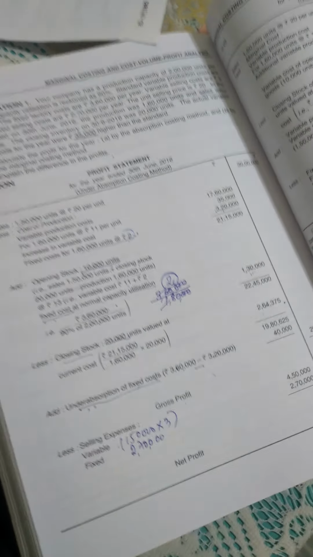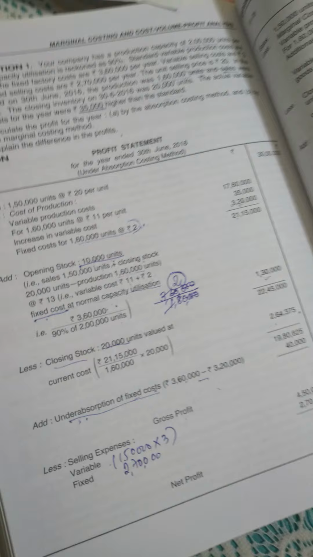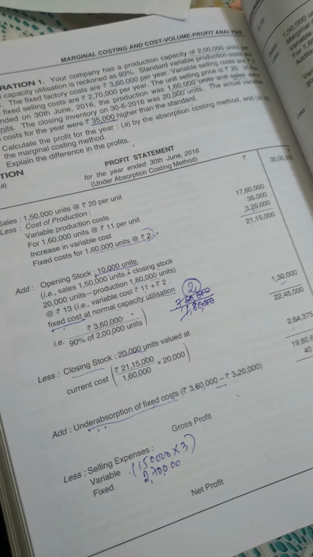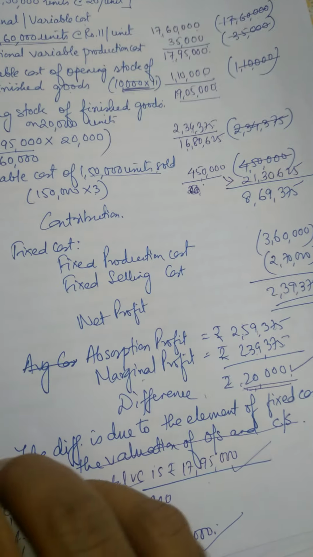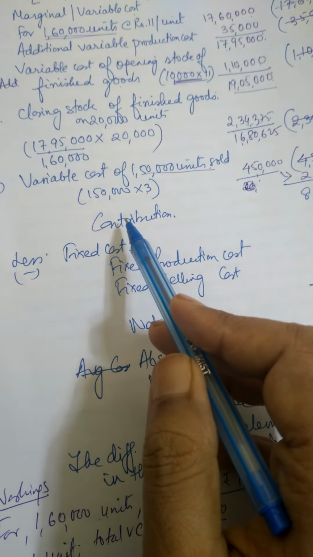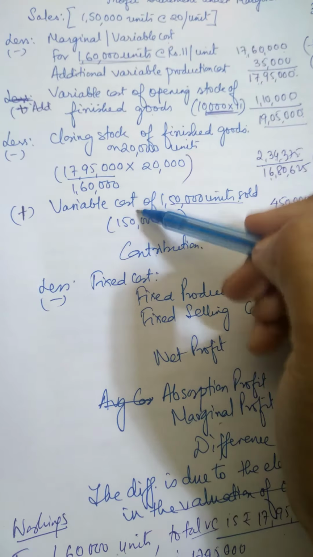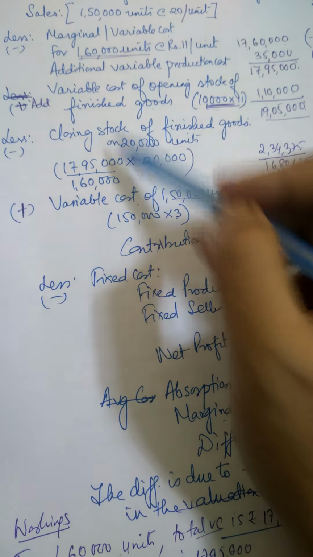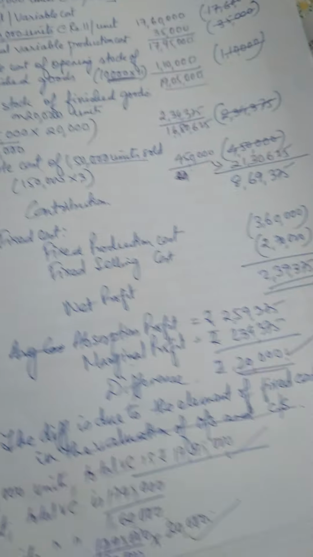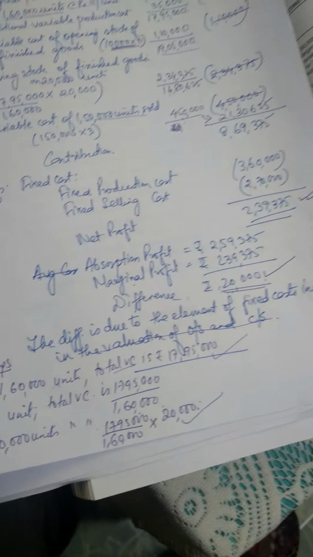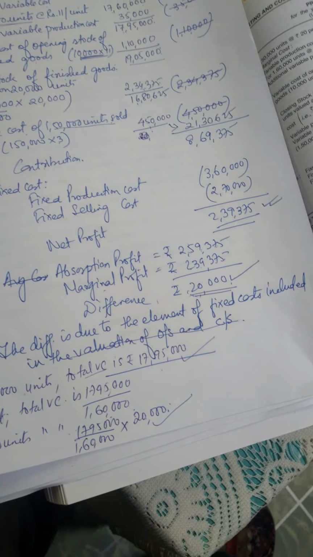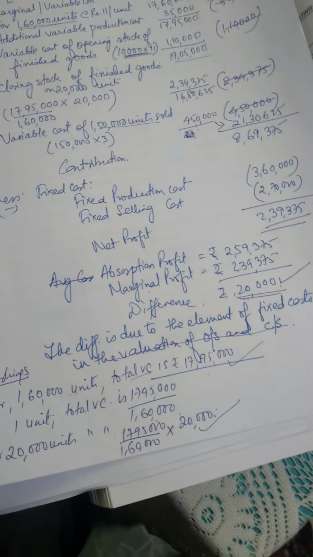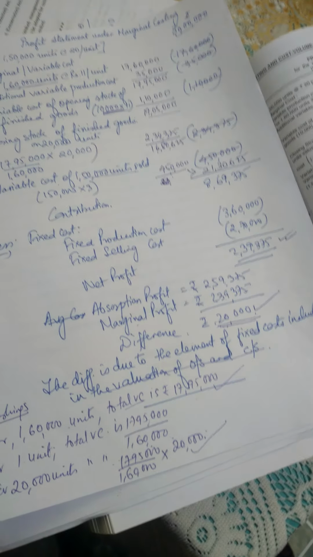Under absorption and over absorption of fixed costs is also taken into consideration while computing profit under absorption costing, isn't it? So under marginal costing, we don't take that. We just take normal fixed costs deducted from contribution. But here we don't take any fixed costs while computing closing stock and opening stock; we take only the variable cost. That is why there is a difference in the profit of 20,000. Why is the difference? The difference is basically due to the element of fixed cost, which is included in the valuation of opening and closing stock. This is how the problem is solved under marginal costing.